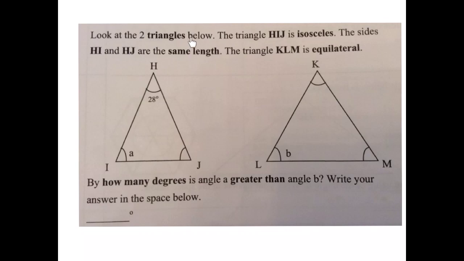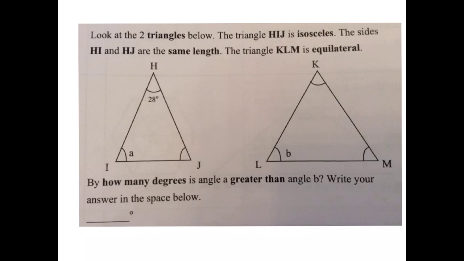Look at the 2 triangles below. The triangle HIJ is an isosceles. The sides HI and HJ are the same in length. Triangle KLM is an equilateral. By how many degrees is angle A greater than angle B? Write your answer in the space below.